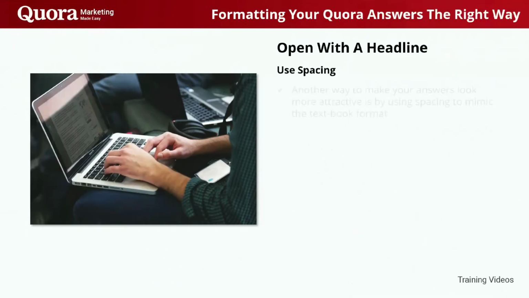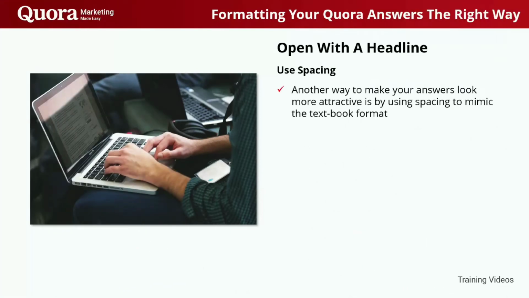Use spacing. Another way to make your answers look more attractive is by using spacing to mimic the textbook format. What you'll do is to separate your text into paragraphs. The length of each paragraph will vary according to the length of your answer. For instance, if you're giving a long-form answer, you should type the opening text into a paragraph, and develop the answer into a single, longer paragraph, and then close with a third, short paragraph. Your answers will look more organized this way, and they'll read like an excerpt from a book.